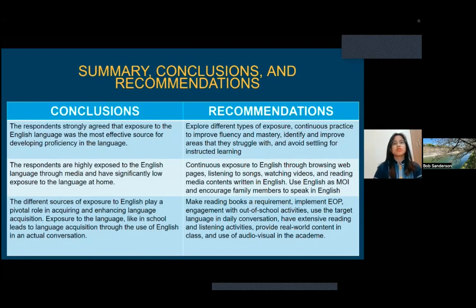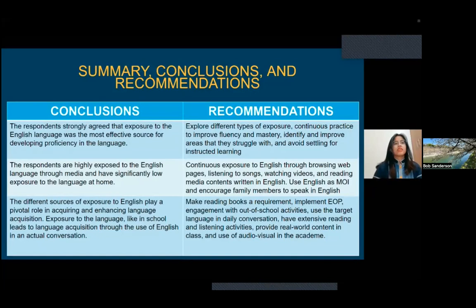Next is for them to continuously practice using the language even outside the classroom in order for them to improve their fluency and mastery. Next is for them to give attention in identifying and improving areas that they struggle with. For example, the confidence, grammar, pronunciation, diction, and delivery. And lastly, for them to avoid settling for instructed learning.